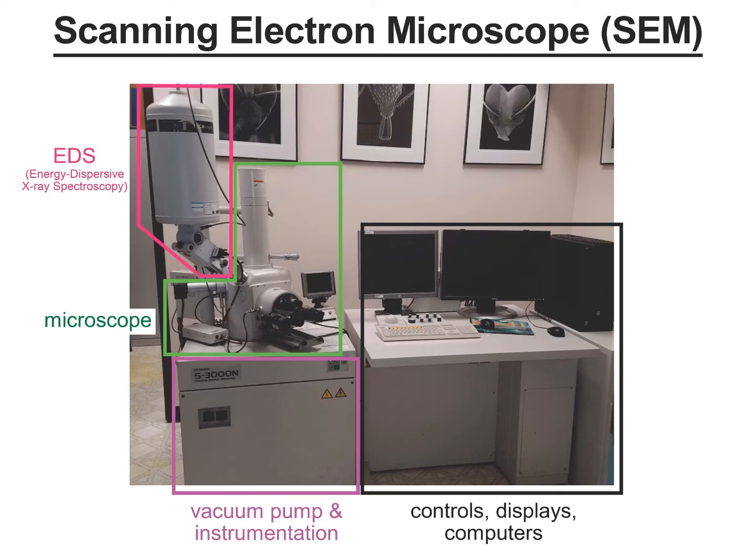The device shown in the upper left, attached to the microscope, is called the EDS, which stands for Energy Dispersive X-ray Spectroscopy. This is an instrument that can determine the compositions of objects based on the X-rays emitted by those objects while in the microscope.